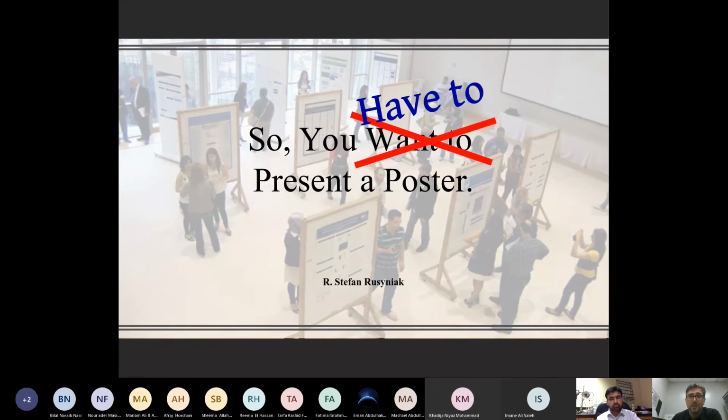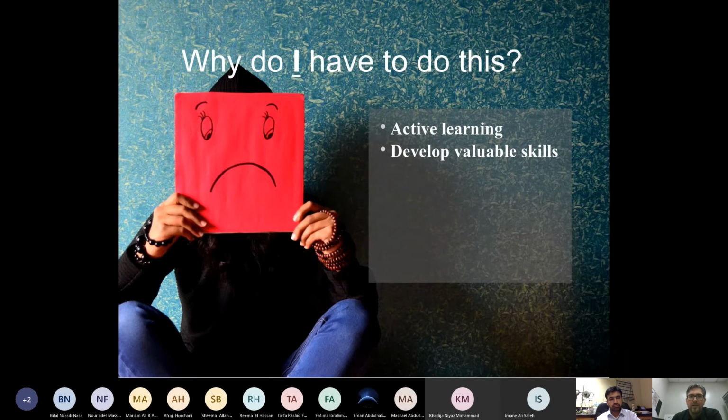Okay, so I guess the first thing that people tend to ask is, well, why do I have to do this? Why are we bothering with this? Why are we making students do posters? And there's a simple answer to this. Basically, it has to do with active learning.